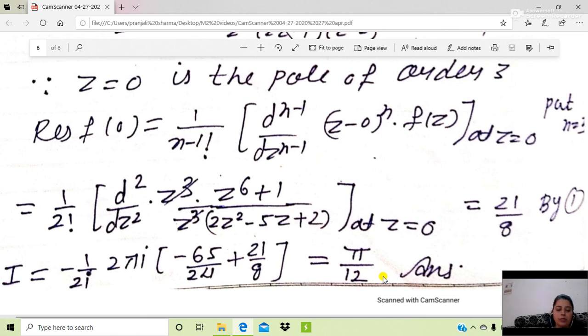So this is all about contour integration. In next video lectures, we will solve some more examples.